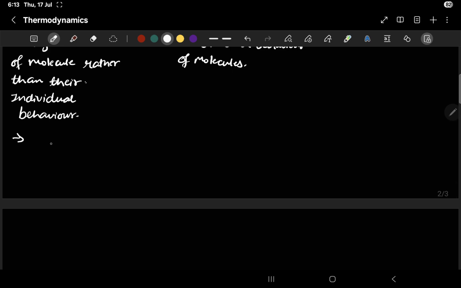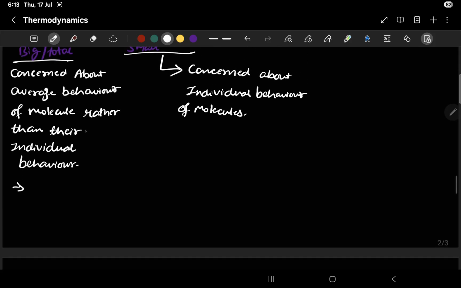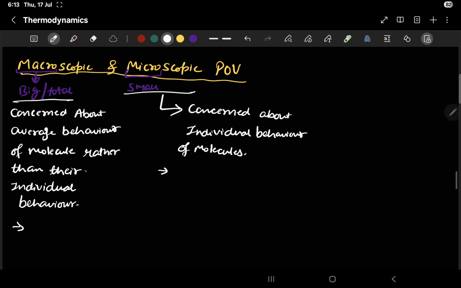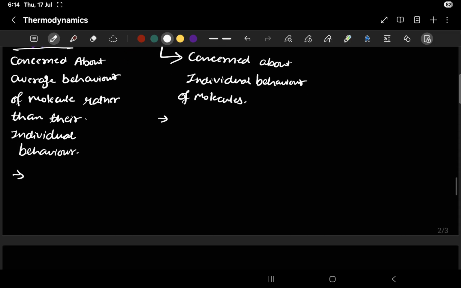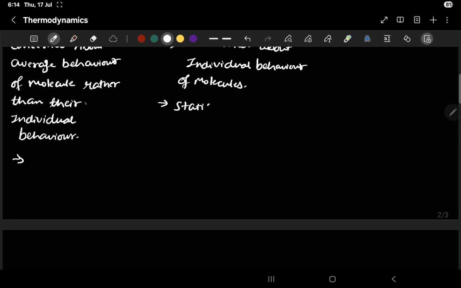Macroscopic requires simple mathematical formulae. In the case of microscopic, the system behavior is due to individual molecular behavior, so we have to use statistical methods to study it, while here we use simple formulae.